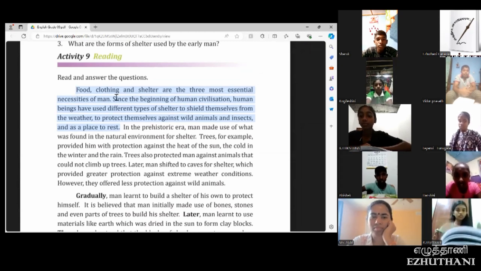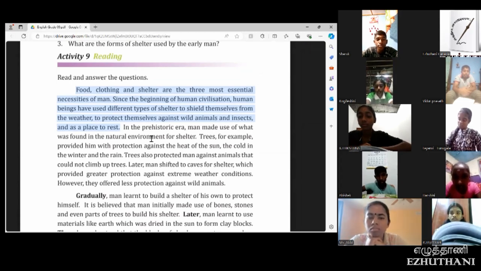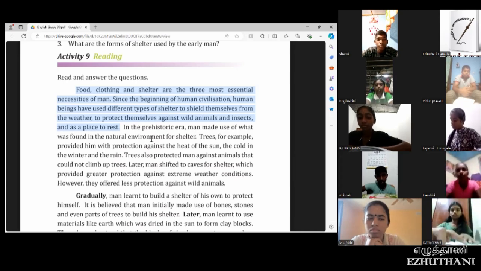Food, clothing, and shelter are the three most essential necessities of man. Since the beginning of human civilization, human beings have used different types of shelter to slide themselves from the weather, to protect themselves against wild animals and insects, and as a place to rest.